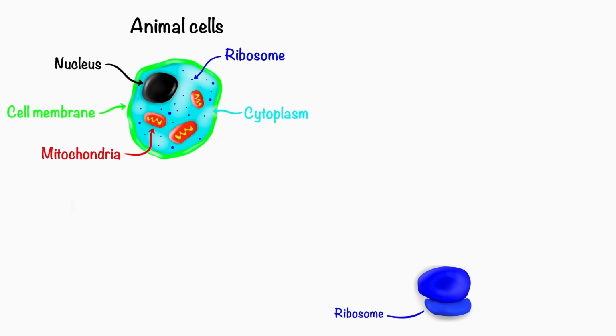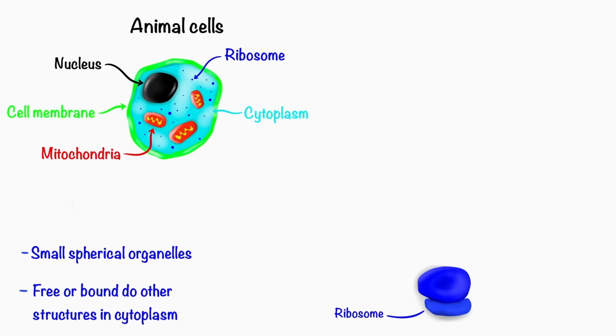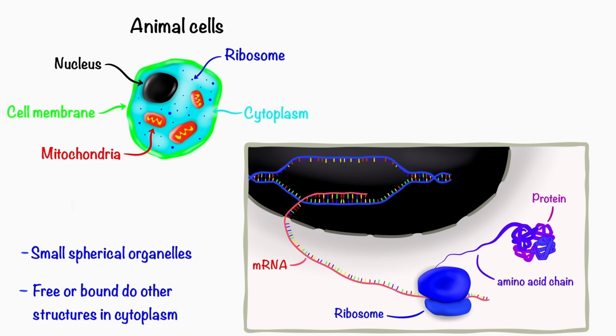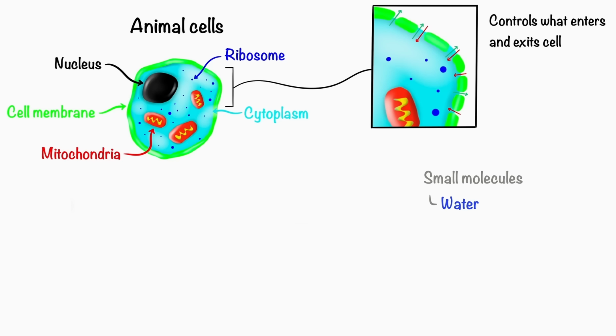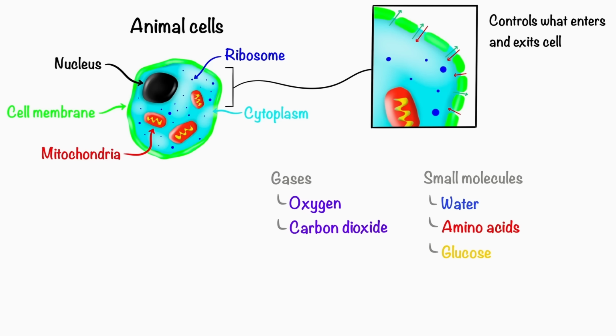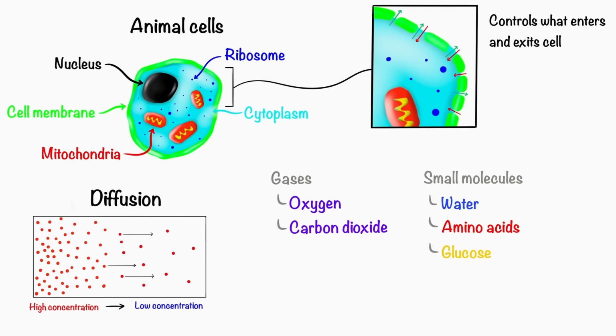Next, we have the ribosomes. These are very small spherical organelles which can be found free or bound to other structures inside the cytoplasm. It's the site at which proteins are made after taking instructions from DNA via the mRNA. And then we have the cell membrane. This is a barrier which controls what enters and leaves the cell. It readily allows vital small molecules such as water, glucose, amino acids, and gases such as oxygen and carbon dioxide to pass through via diffusion.